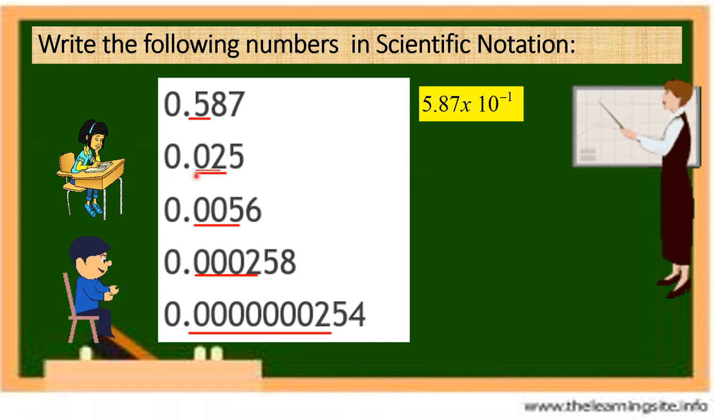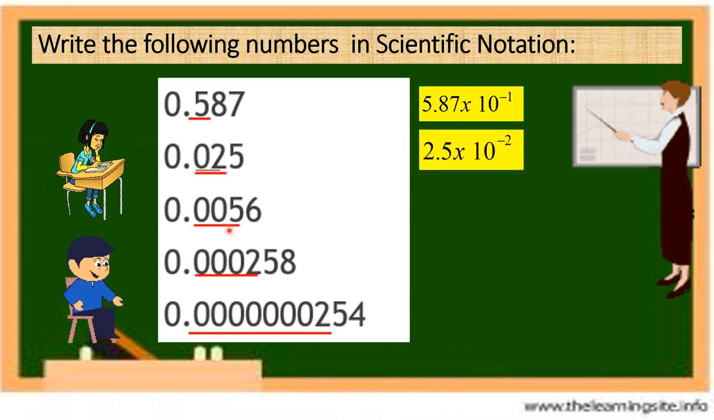We are in the next number, 25,000. In 25,000, the first non-zero digit is 2. So we'll be placing the decimal point between 2 and 5, and count the number of digits to the left. 1, 2. So the answer is 2.5 times 10 raised to negative 2.